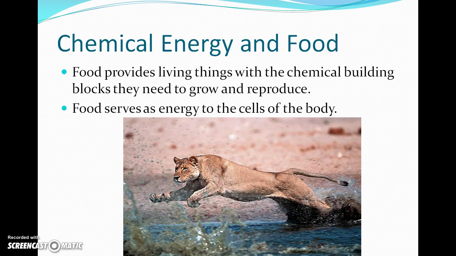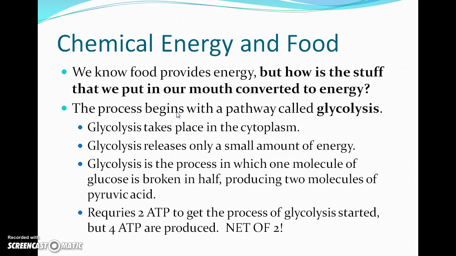Photosynthesis provides us with food. Food provides living things like animals with the chemical building blocks we need, that glucose, okay? Glucose provides energy to our cells. So the question then is, how is the food we put into our mouth converted to energy that our body can use? It's going to start with glycolysis. Glycolysis happens in the cytoplasm.